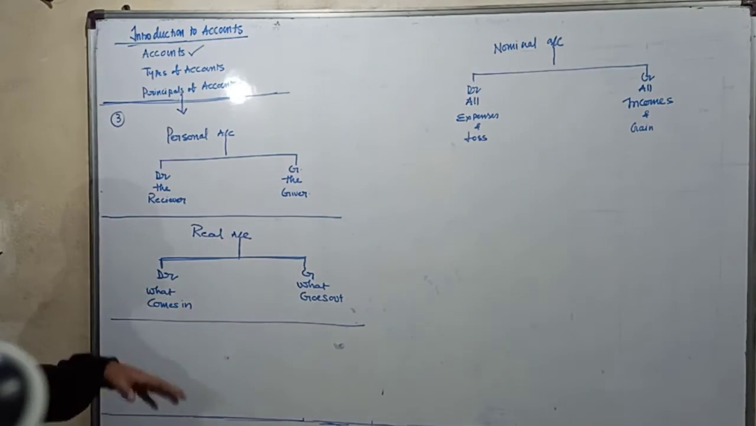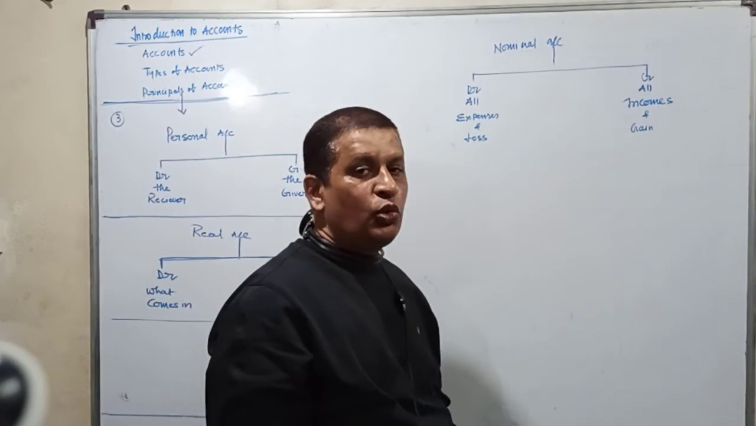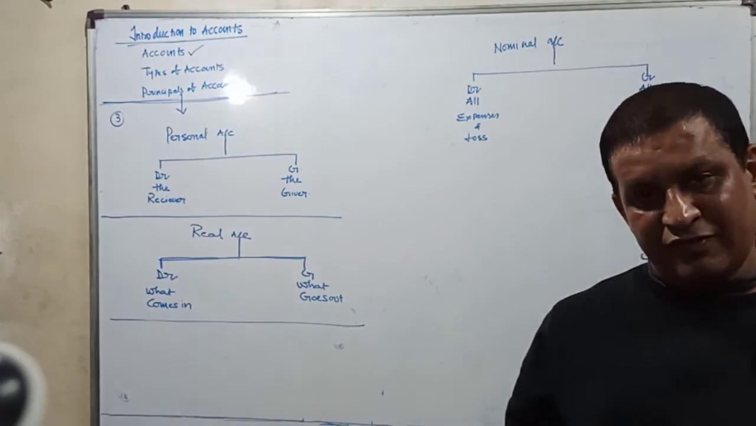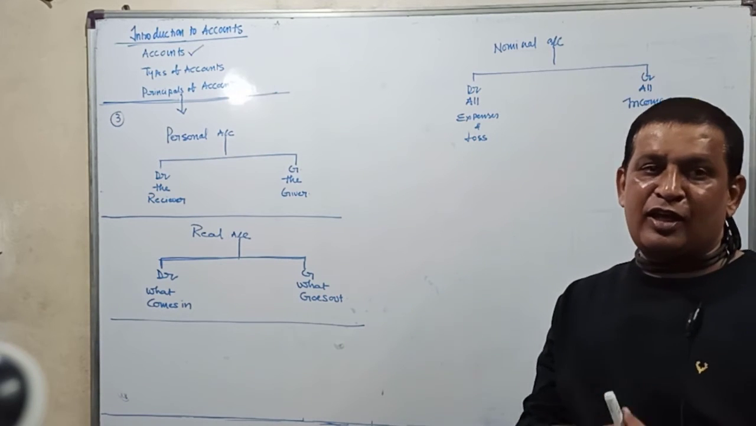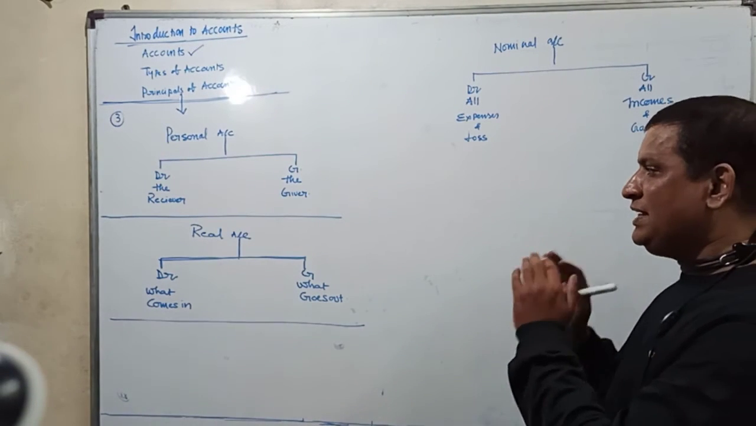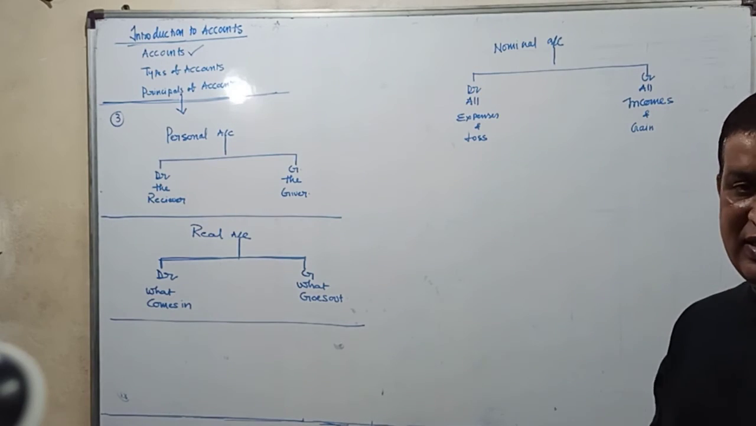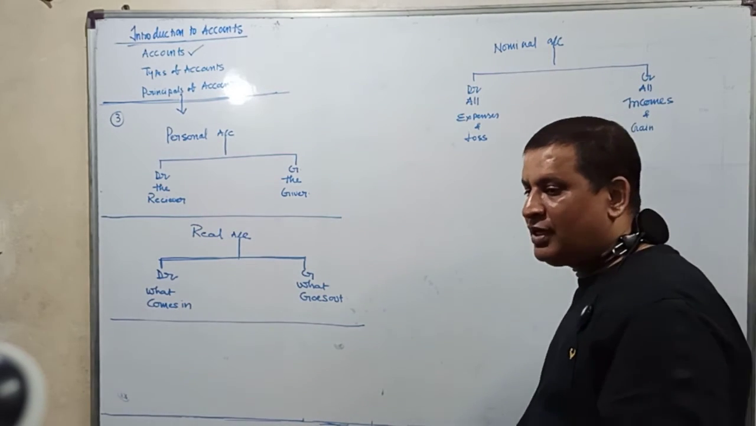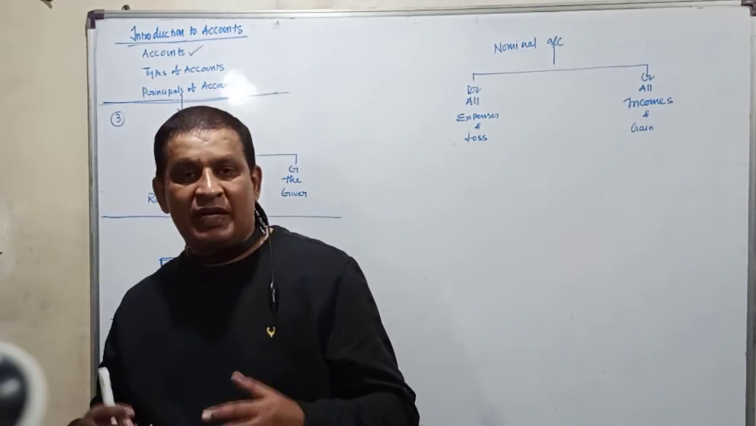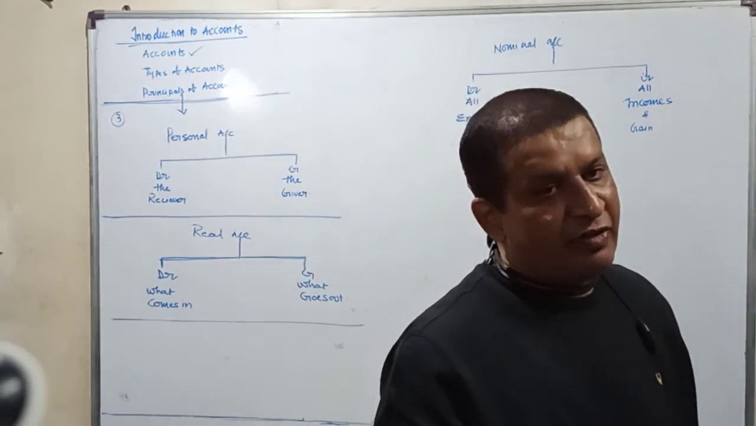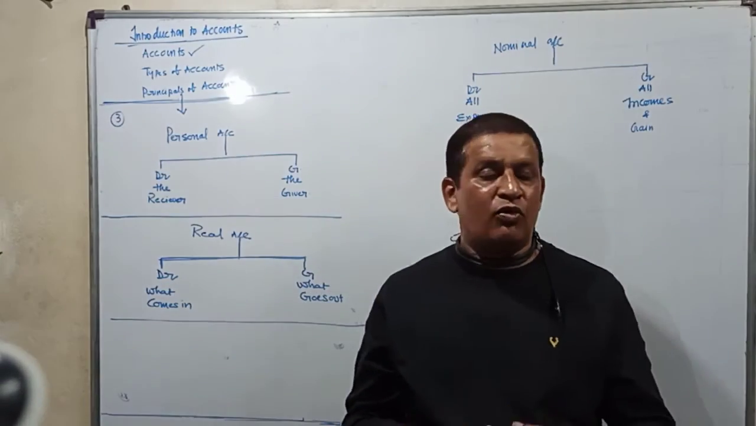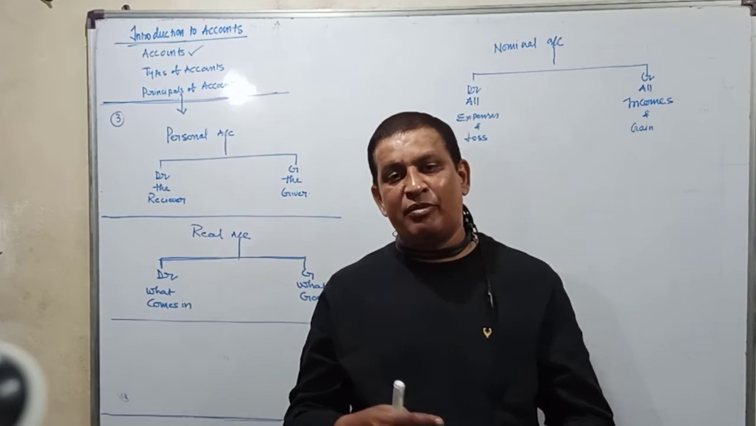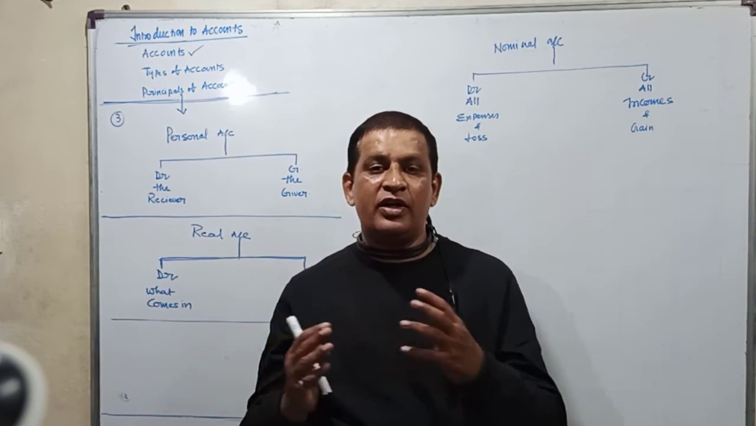These are the formulas which enable you to draw out solutions for problems in all the chapters in accounts. So your entire accounts is based on these three simple formulas. What is the formula for personal account? Debit the receiver, credit the giver. For real account, what is the formula, or the rule, or the principle? It is debit what comes in, credit what goes out.